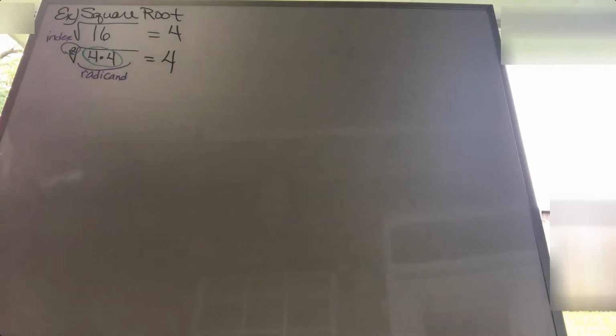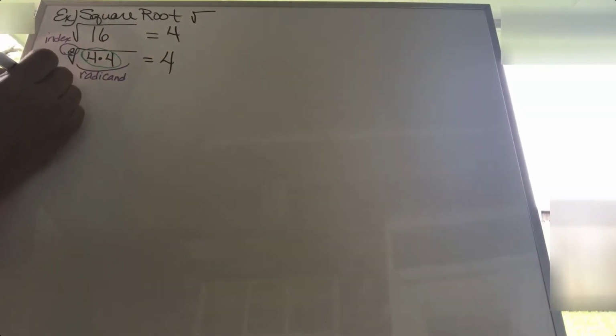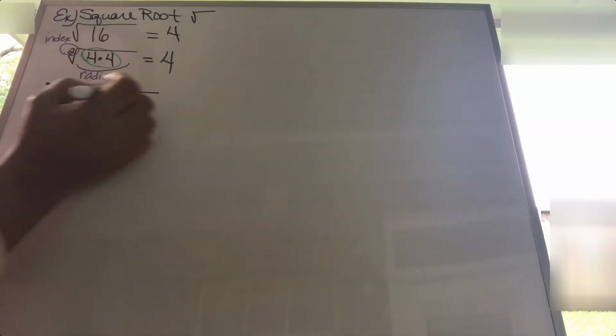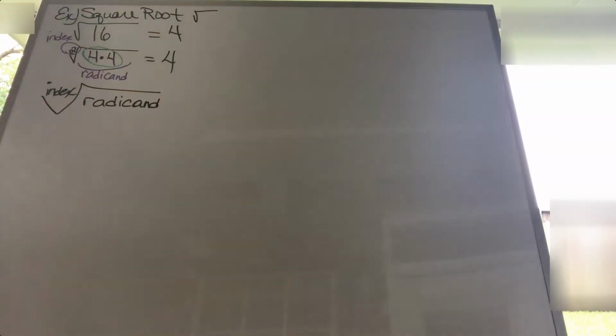You need to know what can you multiply times itself 2 times to get that 16. And the answer is 4. 4 is the number that you can multiply times itself 2 times to get the answer of 16. So again, for the notations, the square root is that symbol. We have the index. I call that the number on top of the house. And the stuff inside the house is called the radicand. And so we can have a square root. We can have a cube root.